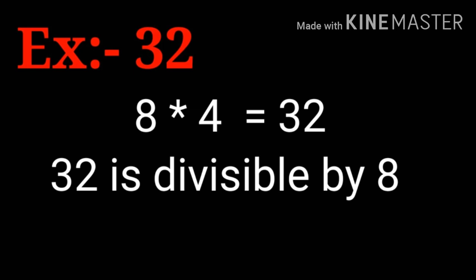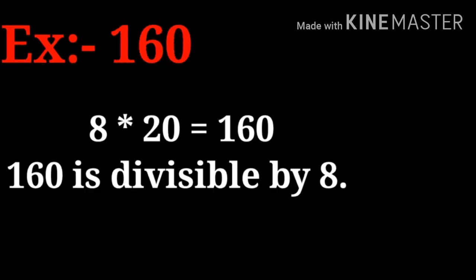Here we didn't get 3 digits. We can directly say whether the given number is divisible by 8 or not. Here the given number is too small. Let us take one more example with 3 digits. 160. 160 has 3 digits. Check whether 160 is divisible by 8 or not. 8 into 20, 160. So 160 is divisible by 8.